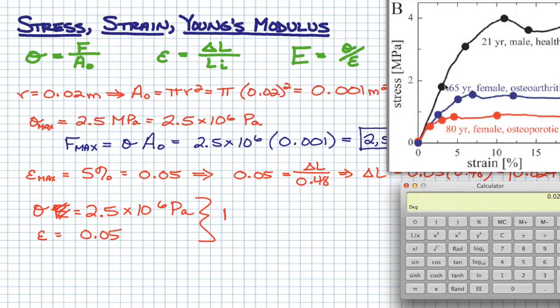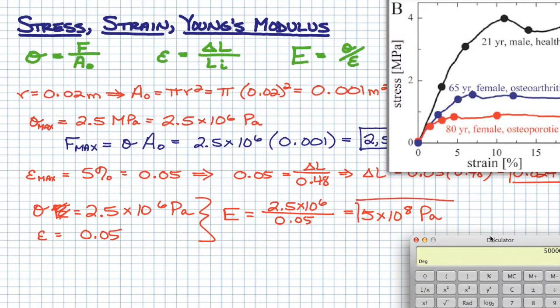And these two are related because they're very simply the ratio: 2.5 times 10 to the 6th over 0.05. If we plug that into our calculator, 2.5 times 10 to the 6th, we divide that by 0.05, we should wind up with somewhere around 5 times 10 to the 8 pascals.